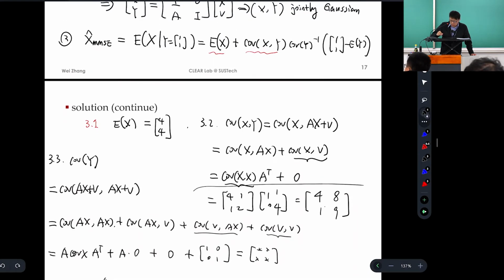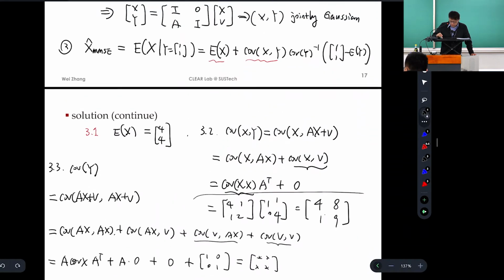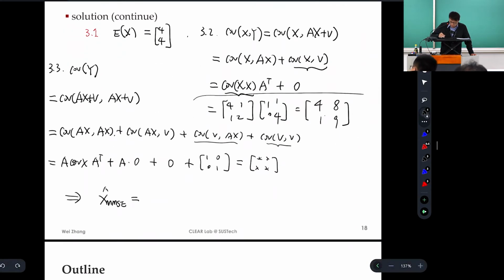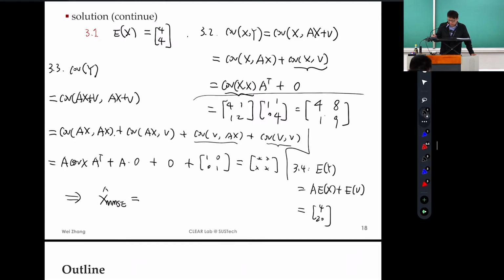So overall, you can check the MMSE based on this formula. Then I know everything, right? Do I know everything? Oh, I need to know the expectation of Y. So let's say 3.4, EY is very simple. It's A times EX plus EV. EV is 0. So A times EX, which is 4 and 20. I think that should be correct. 4 and 20. Okay, overall I have everything I need. So this will be something you can check.